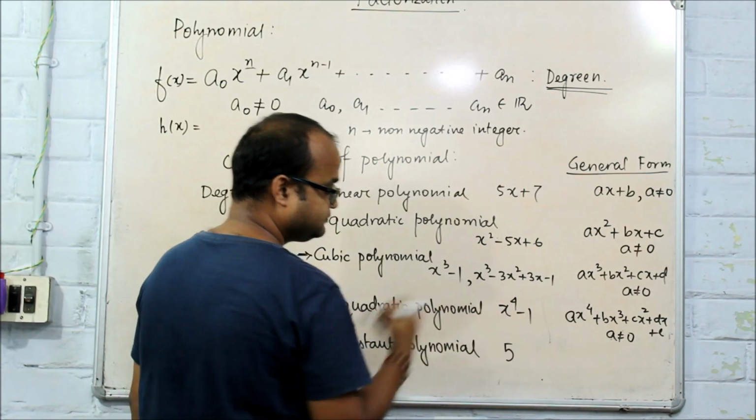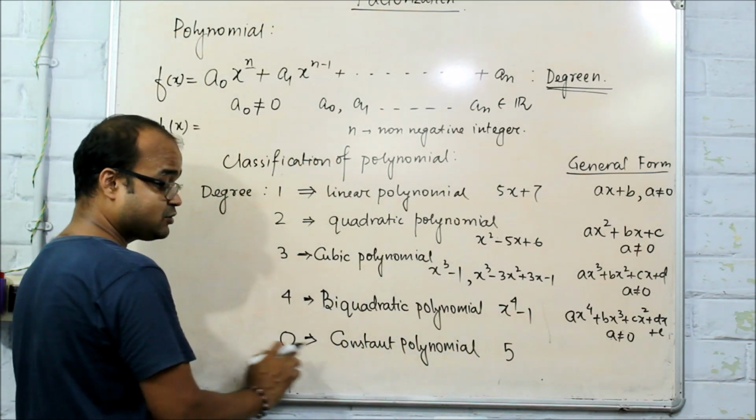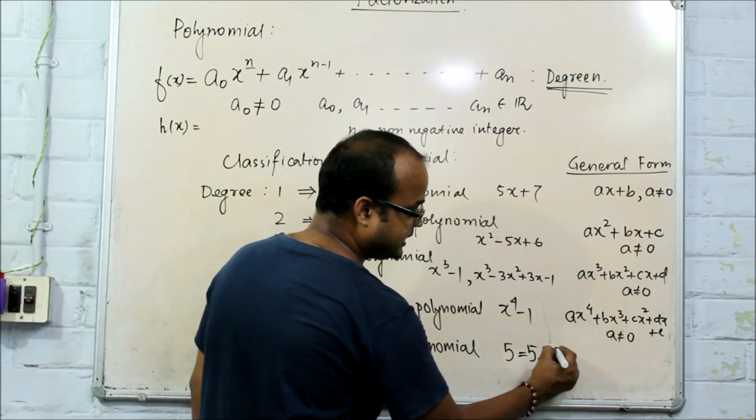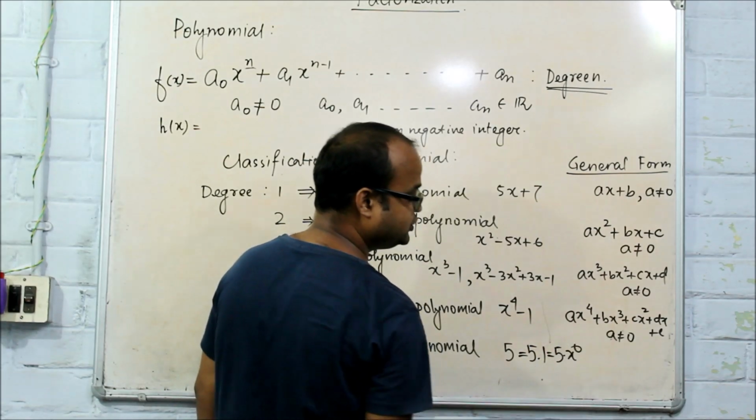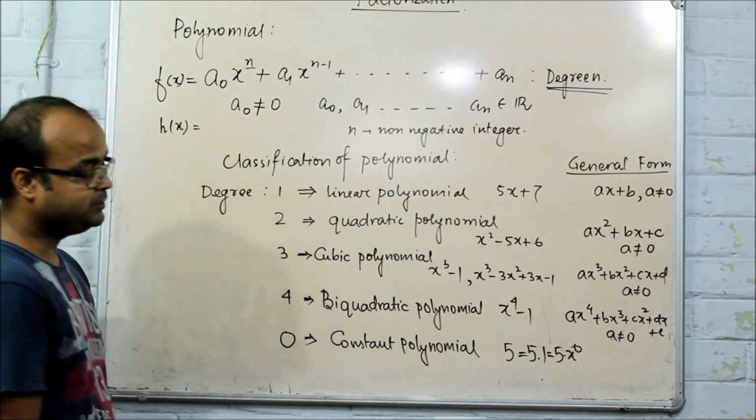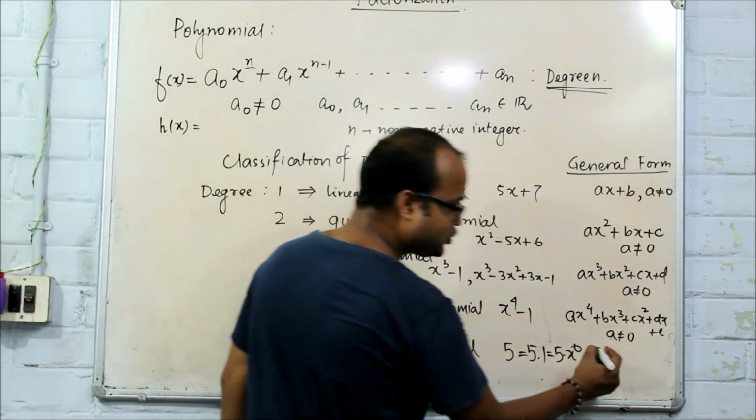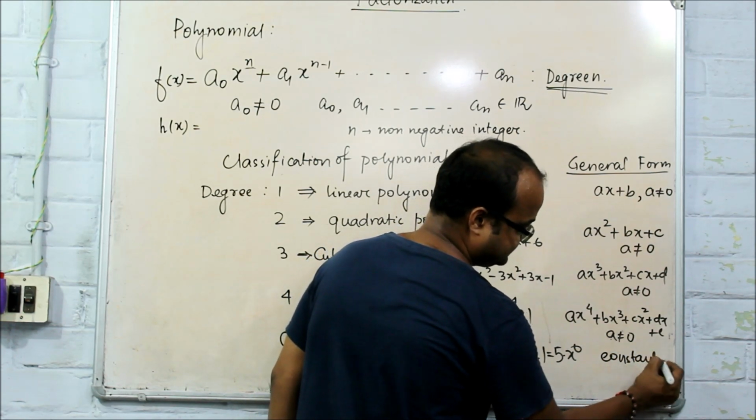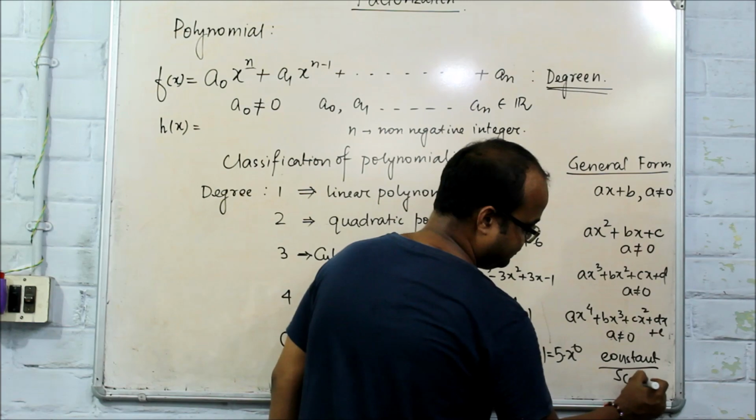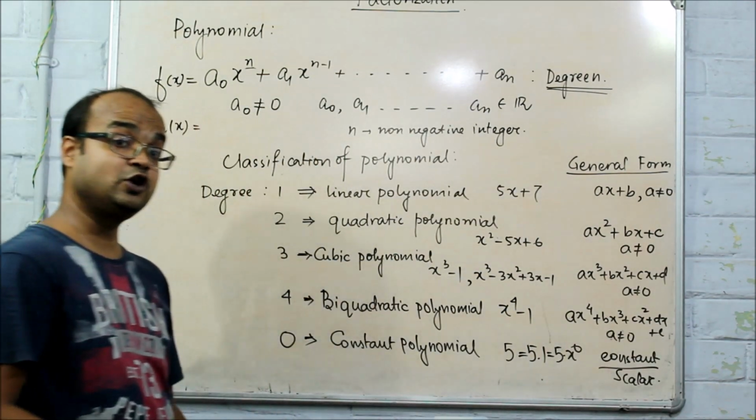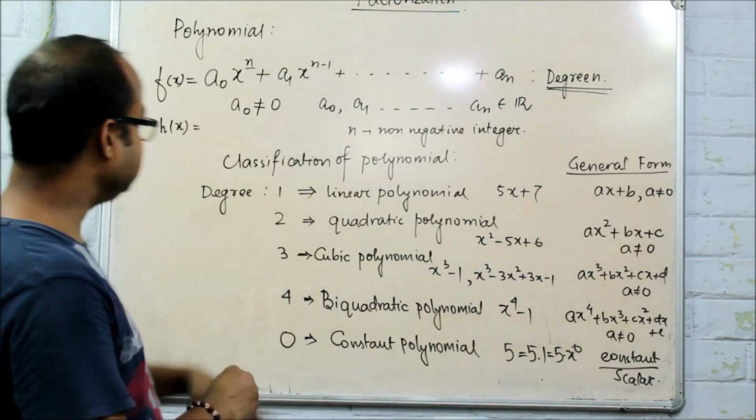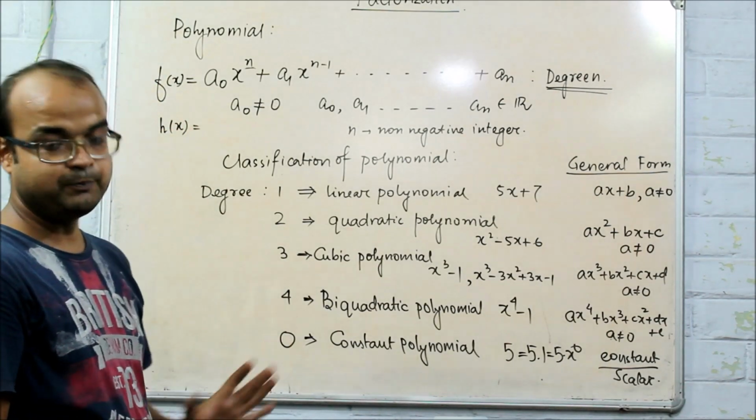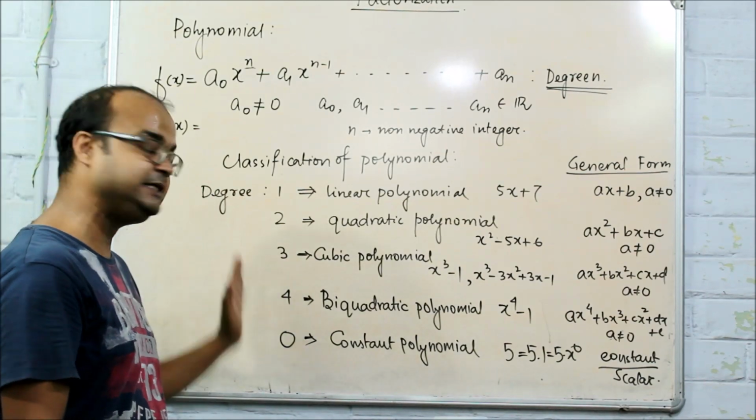Like 5. Why is 5 called a polynomial? 5 can be written as 5 into 1, and this can be written as 5 into x to the power 0. So this is a polynomial of degree 0. It is a constant number, or a scalar. A scalar, you know, contains only magnitude. So this is the introduction of the polynomial, and we classify polynomials based on their degree.